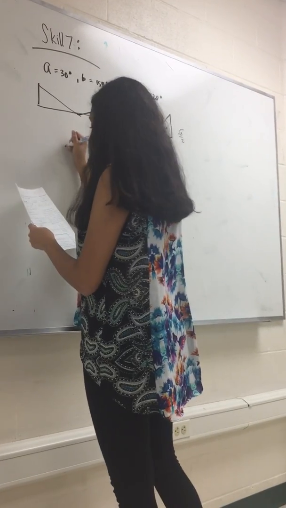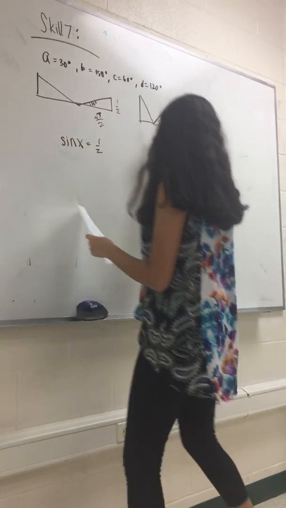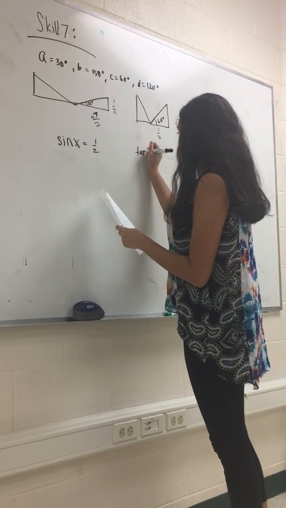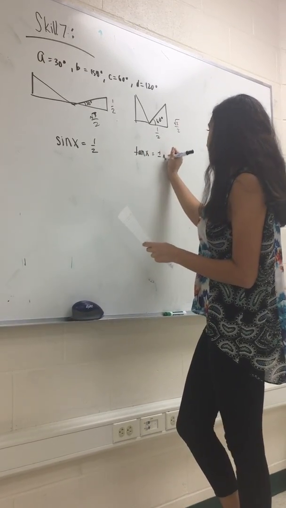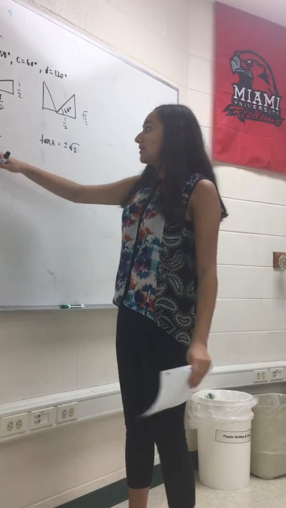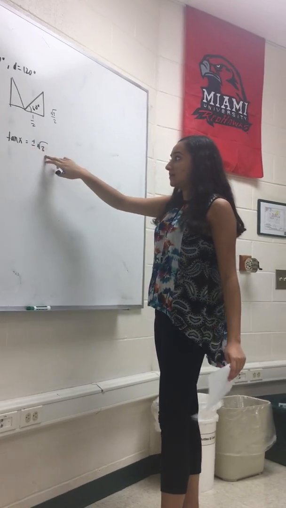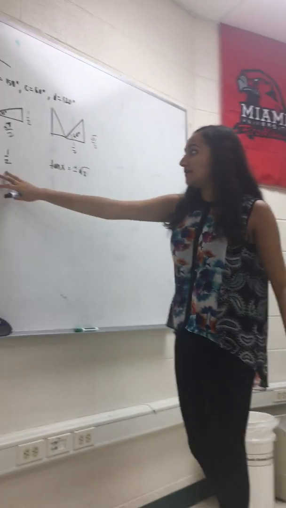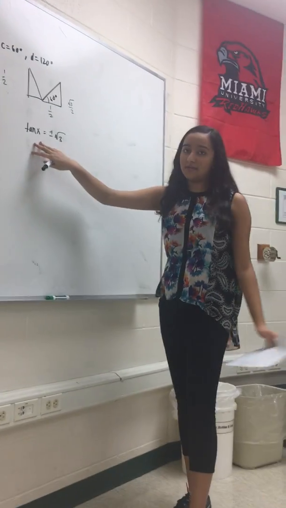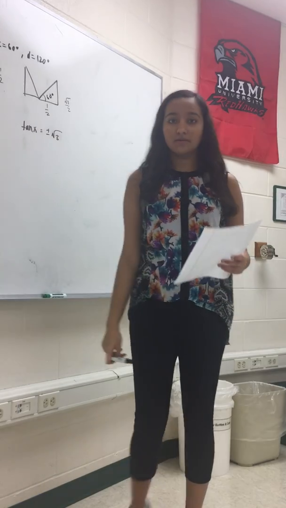Okay, so for this triangle, I wanted to find the sine of x equals 1/2, and then for this triangle, I use tangent of x is equal to plus or minus root 3. You could have used anything here. If you wanted cosine of x, you could have done cosine of x equals root 3 over 2, or for this one, cosine of x equals 1/2. But here I just chose sine of x and tangent of x, and it is plus or minus root 3 because of these two triangles.